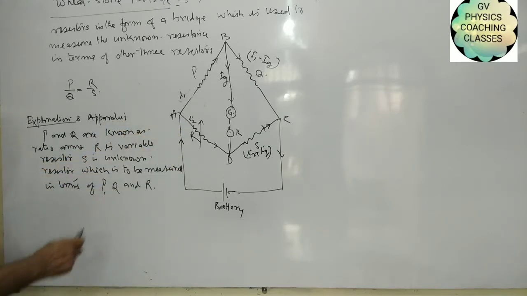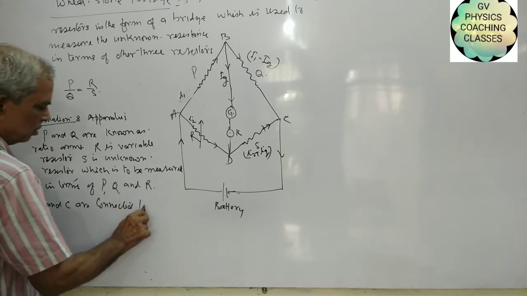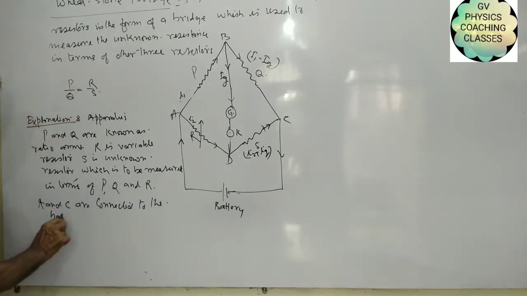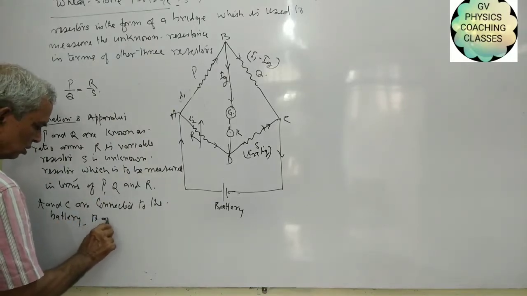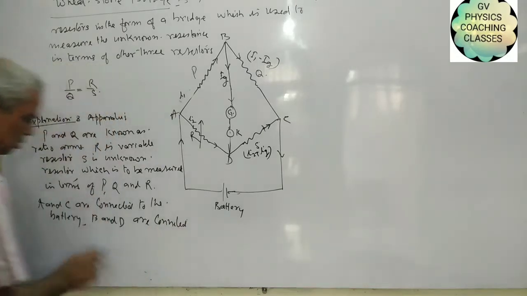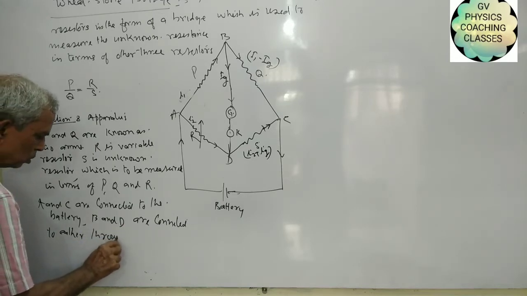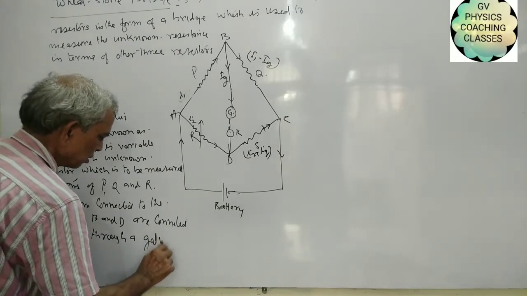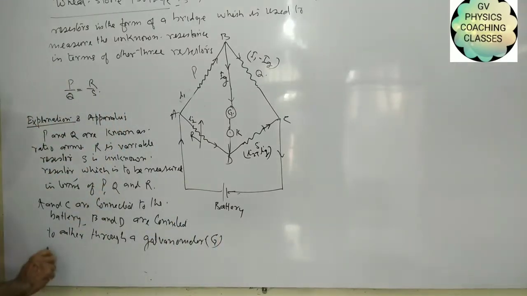A and C are connected to the battery. B and D are connected to each other through a galvanometer, G, and a key.